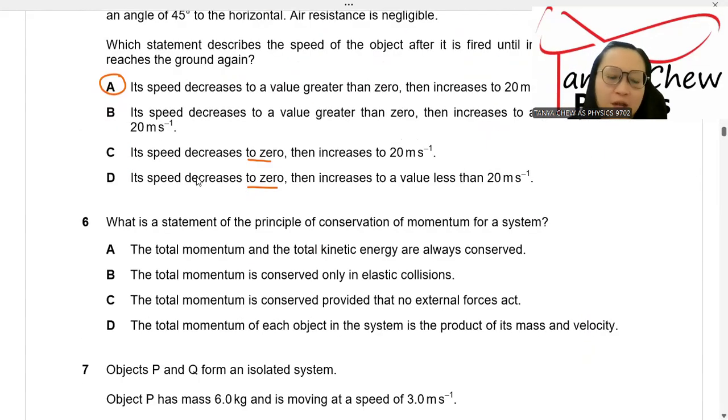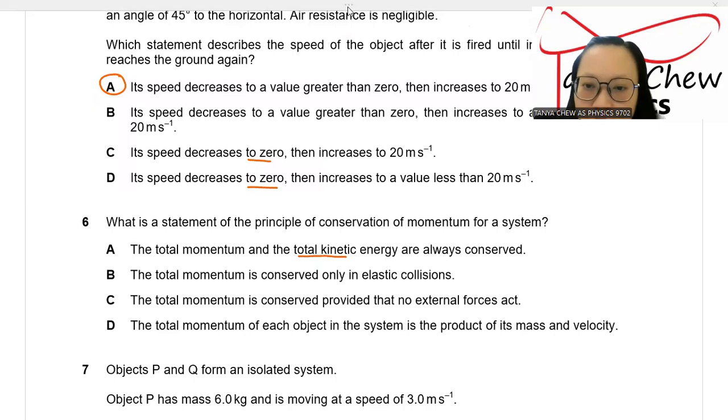Now, question number 6. What is the statement of the principle of conservation of momentum for a system? A, the total momentum and the total kinetic energy are always conserved. Total momentum, total kinetic energy are always conserved. This is true for elastic collision.